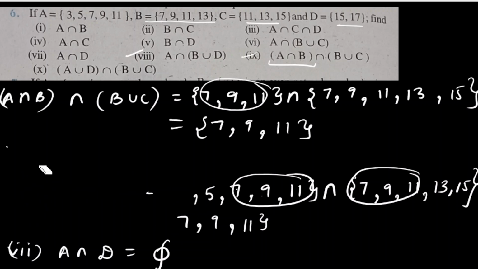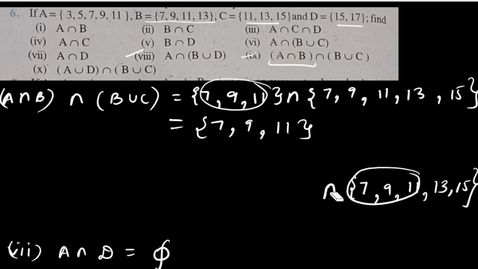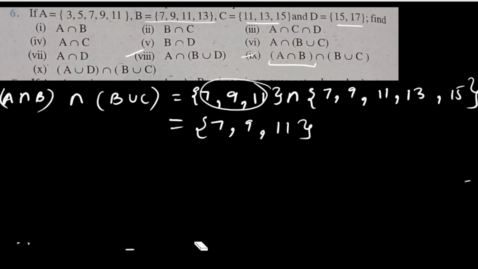So you can also do these questions along with me. You can see here the questions are very easy. If you do along with me, you will have a better understanding. So we have already completed 9 parts. Let's do the 10th one, which is A union D. So I am just writing A union D.